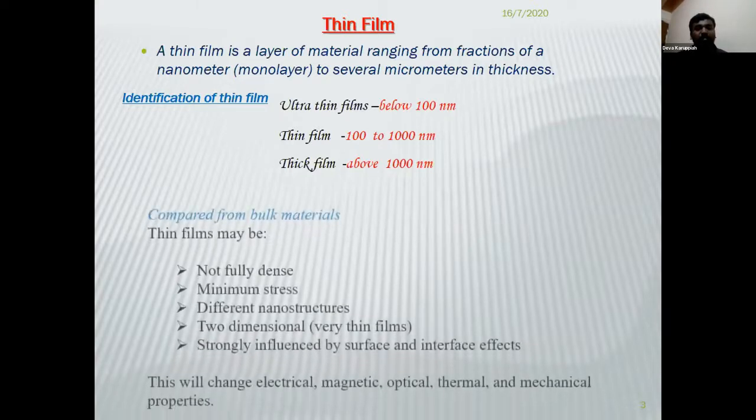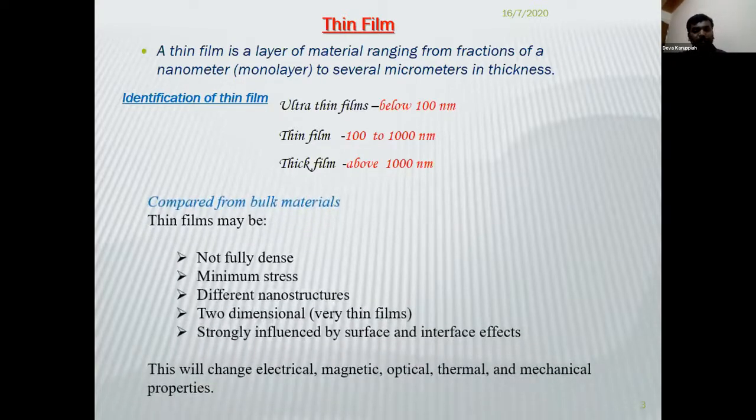Compared to bulk material, a thin film may not be fully dense, so it has minimum stress, and it may be prepared in different kinds of nanostructure like nano rod, nano seed, nano wire, which enhances the electrical property of the material. In thin film we can prepare a 2-dimensional layer in the X and Y directions. It is strongly influenced by surface and interface effects, which change properties like electrical, optical, mechanical and structural properties.